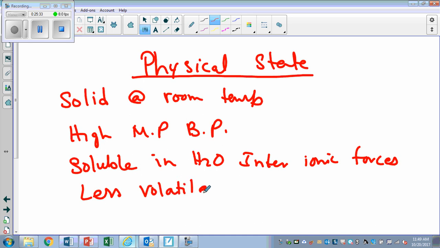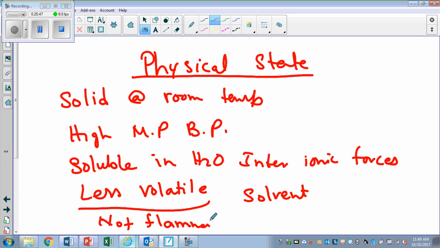As a matter of fact, the latest research in industry is that they could use ionic compounds as solvents instead of organic compounds because they're not flammable. They're very soluble. They welcome everybody, and they have very low volatility. They're pretty stable when you heat them because of their high melting and boiling points. Because of these properties, they are being researched as a common solvent.